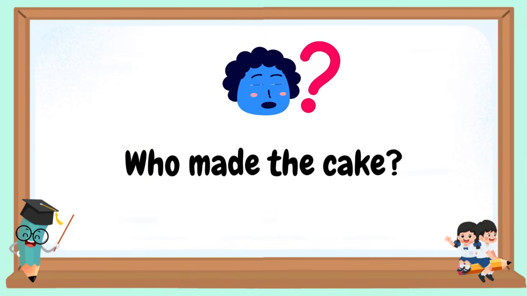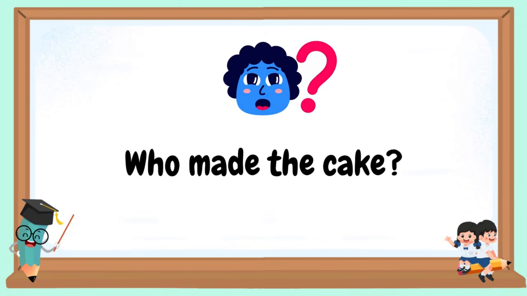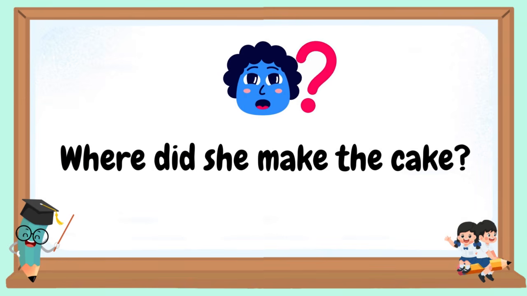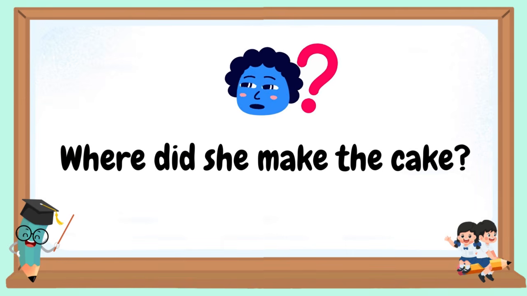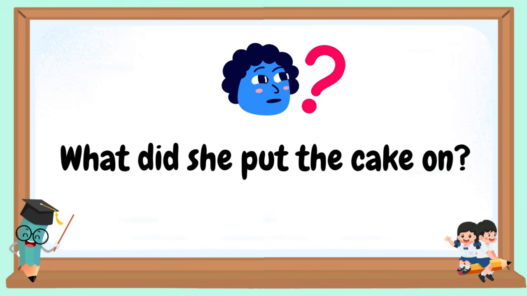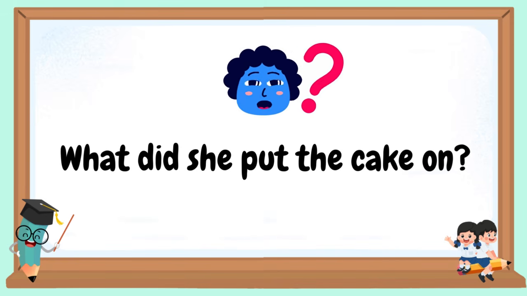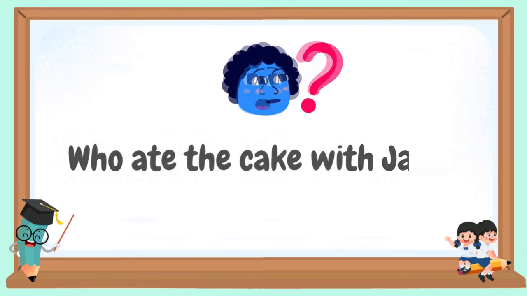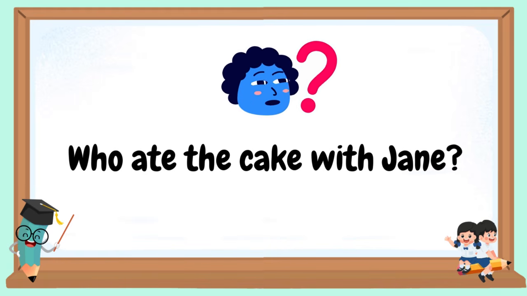Who made the cake? Where did she make the cake? What did she put the cake on? Who ate the cake with Jane?